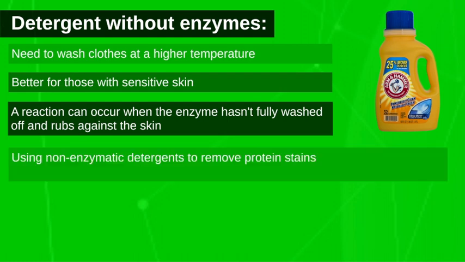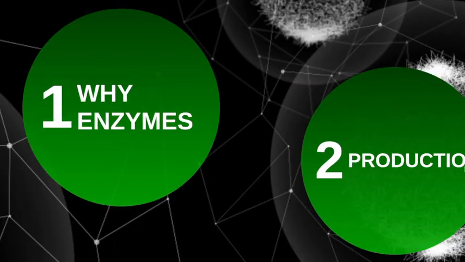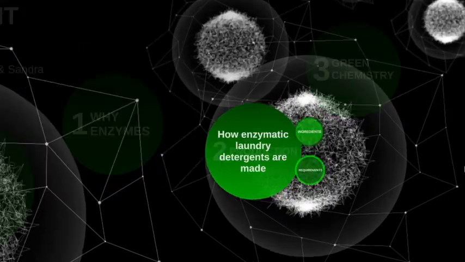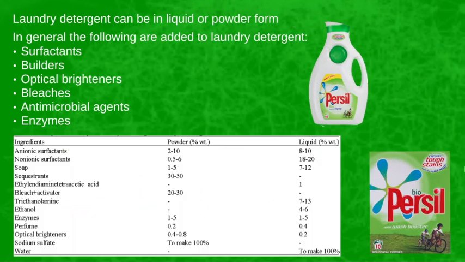Non-enzymatic detergents can cause permanent stains when trying to remove protein stains. This is due to the oxidation and denaturation caused by bleaching and drying. Detergents without enzymes can make your clothes appear clean or stainless, but when clothes are ironed or placed in hot conditions, the stain melts and becomes visible again. This is because the detergent only removes the top layer of the stain, and the stain remains trapped in the fibre, whereas with enzymes the stain is removed completely.